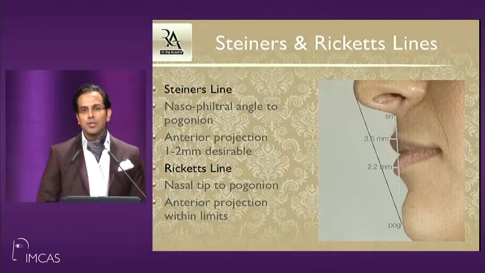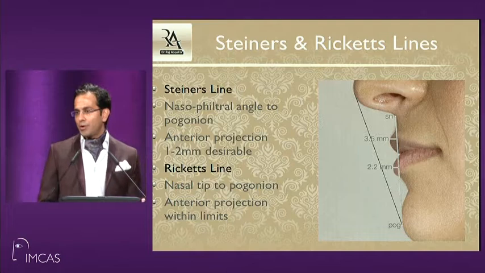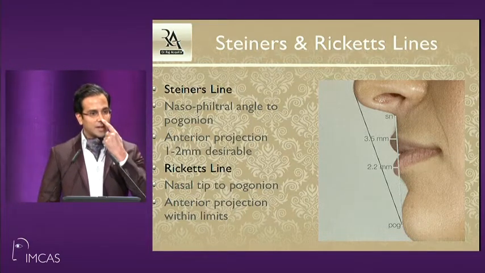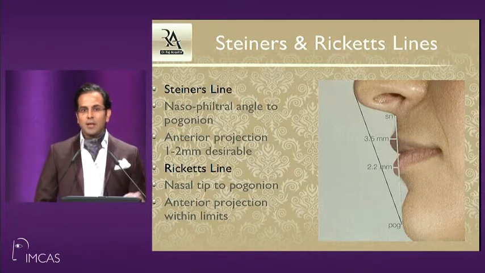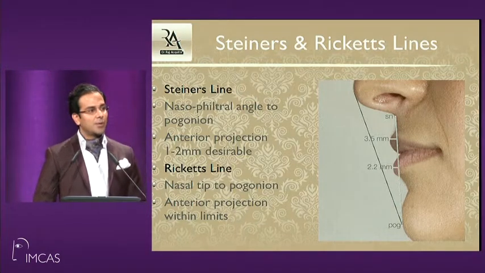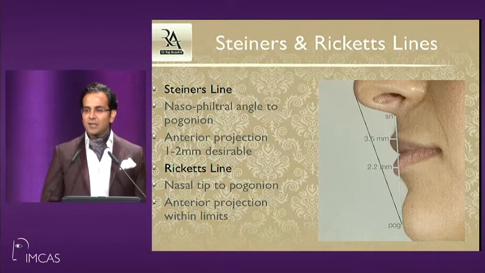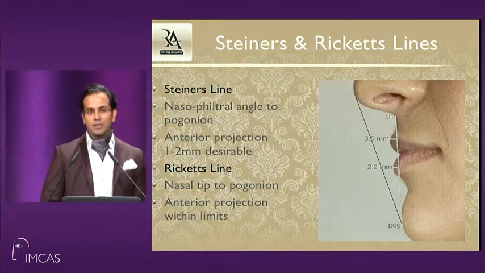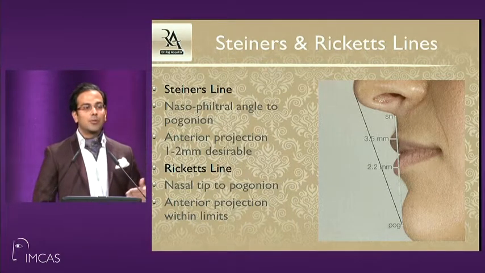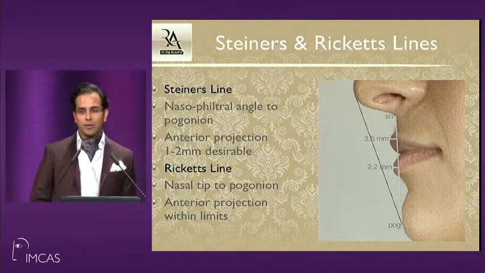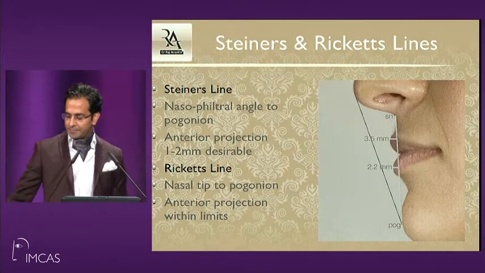If we look at geometry, it also plays an important role in our practice. So look at these two lines here. You have the Ricketts line, which connects the nasal tip to the pogonion. The anterior limit of the lip, when viewed in a lateral view, should not be more anterior to this line. The Steiner's line, again, is from the nasophiltral angle to the pogonion, and the anterior projection from Steiner's line should be, ideally, 1 to 2 millimeters. So we've got good landmarks to work towards here.